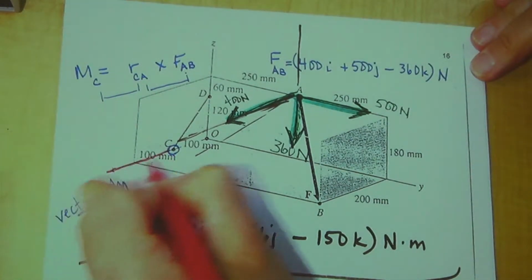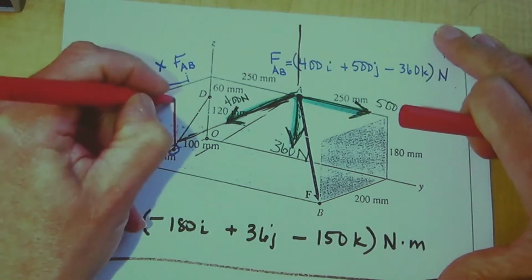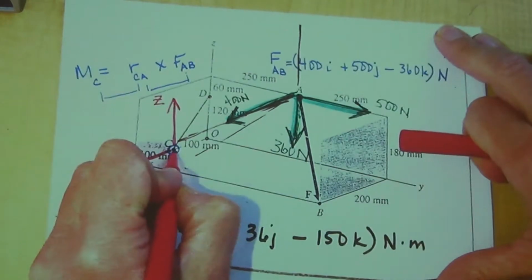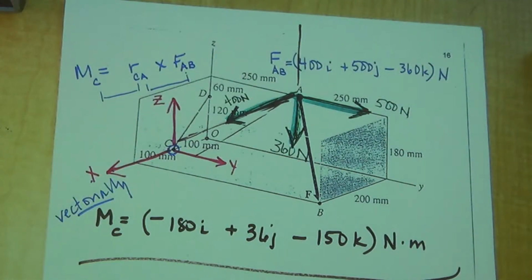Here's my x-axis. Here's my z-axis, and here's my y-axis. And I'm using the convention of all positives. I'm drawing the x-axis through C, the y-axis through C, and the z-axis through C, all the positives. Everybody good? Thumbs up?